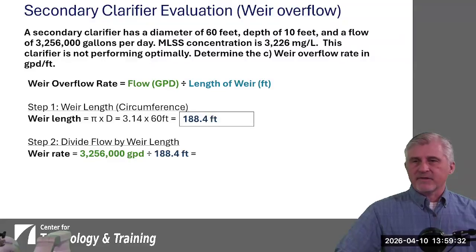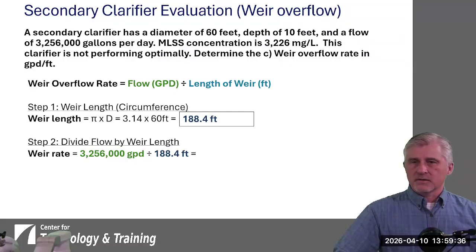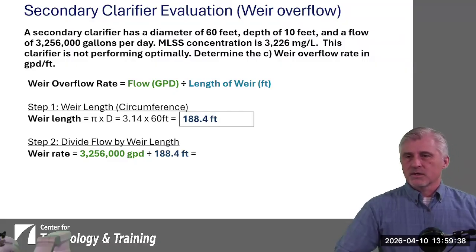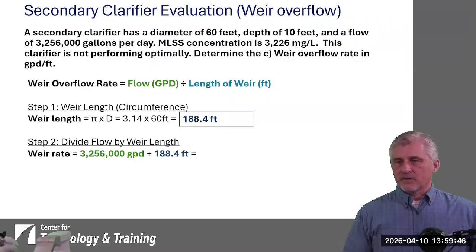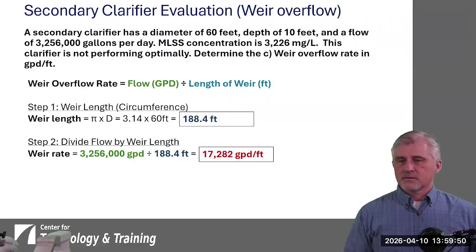Now we divide that by the flow that we had, the same flow that we used on the other two examples. That's 3.256 million gallons a day. We divide that, in gallons per day, by 188.4 feet. So that gives us 17,282 gallons per day per foot.